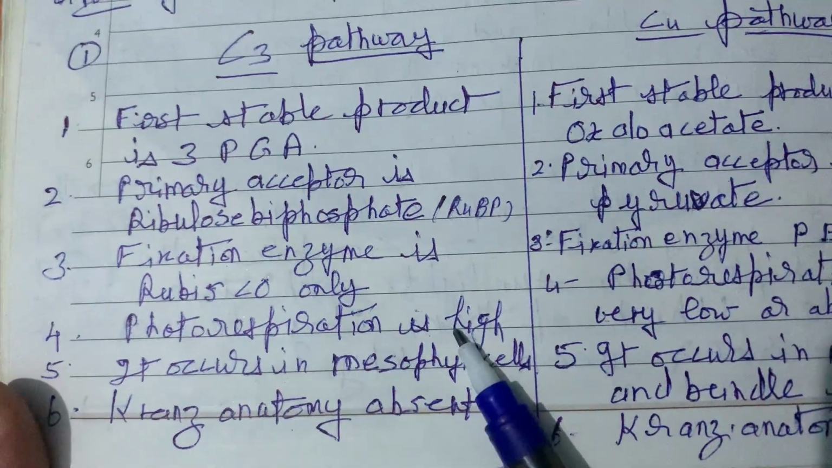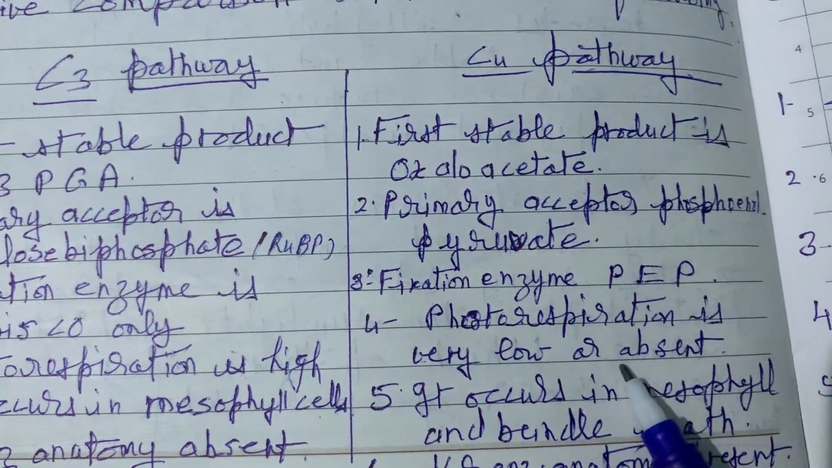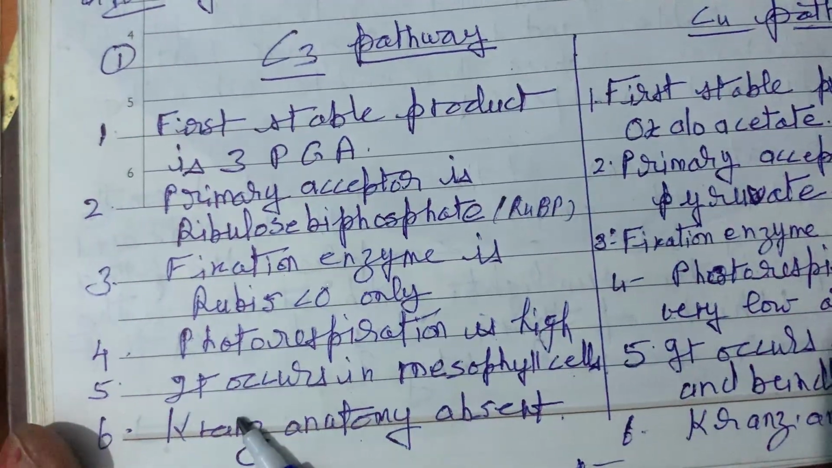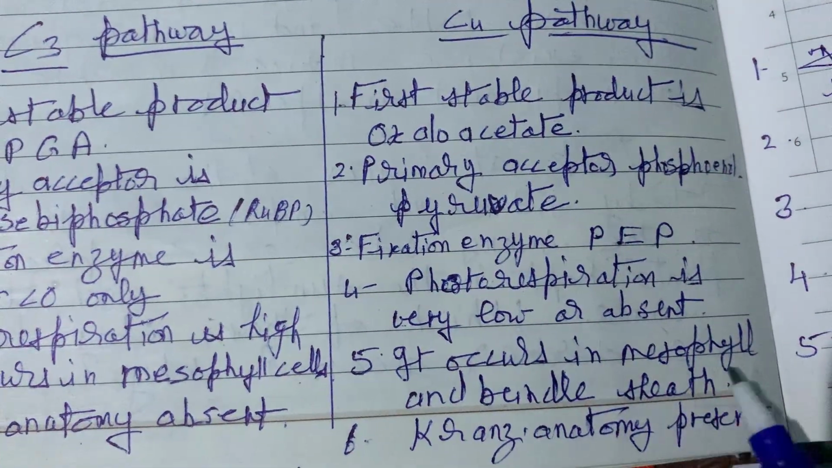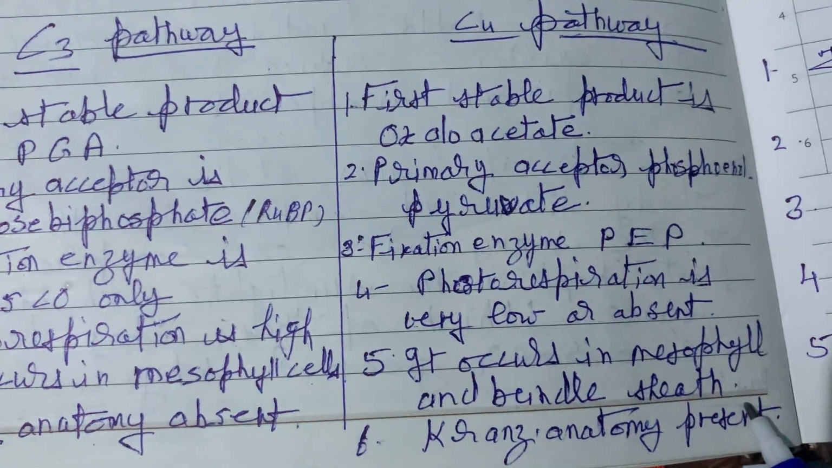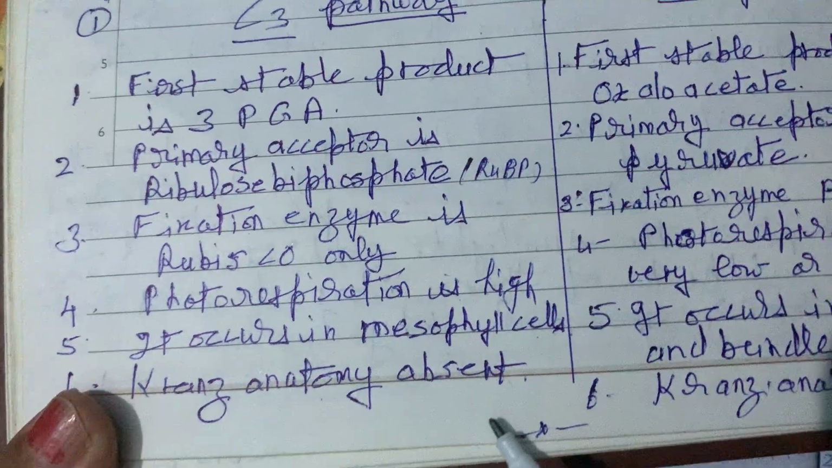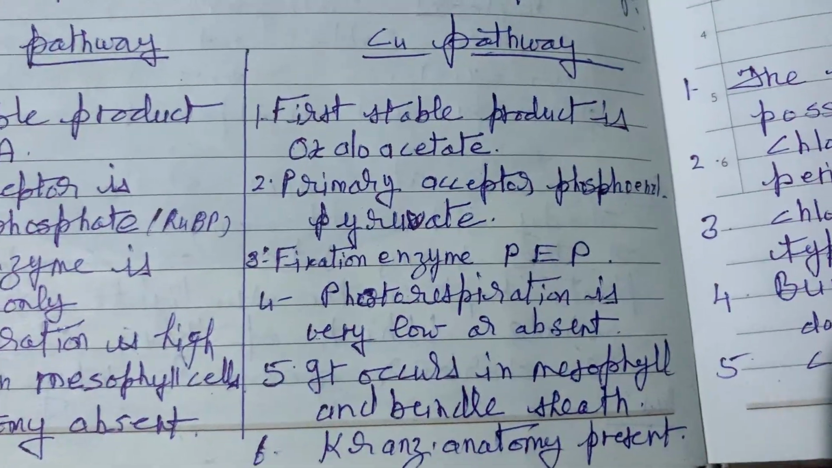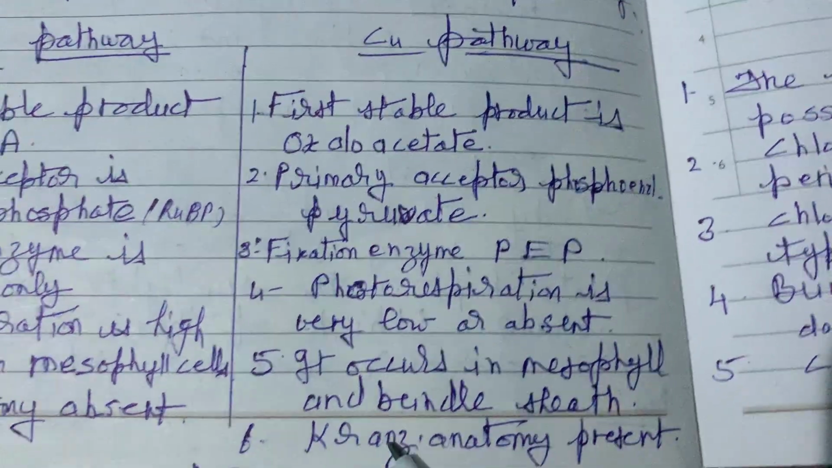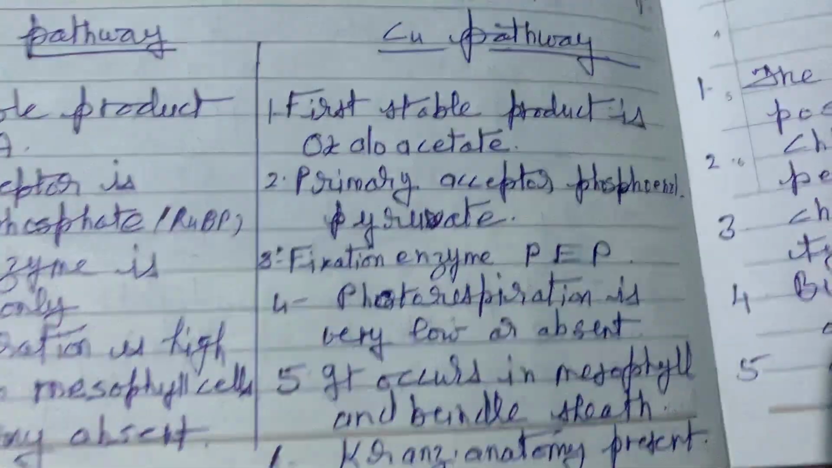Fourth point, photorespiration is high. Here photorespiration is very low or totally absent. Here it occurs in the mesophyll cells. Here it occurs in mesophyll and bundle sheath cells in case of the C4 pathway. Kranz anatomy is absent in the C3 pathway, whereas in the C4 pathway, Kranz anatomy is present.